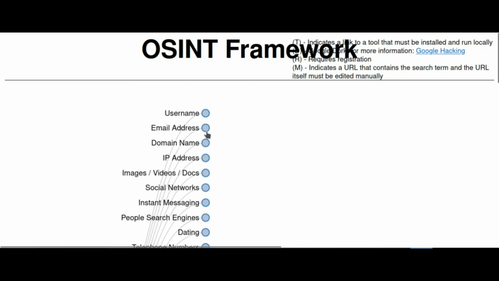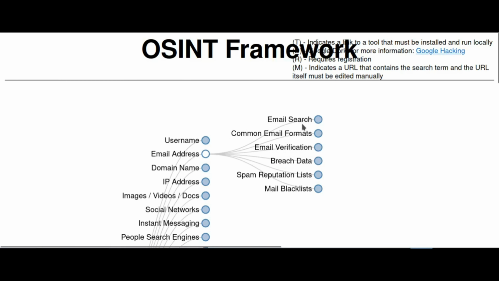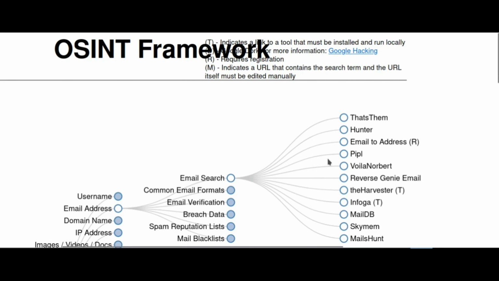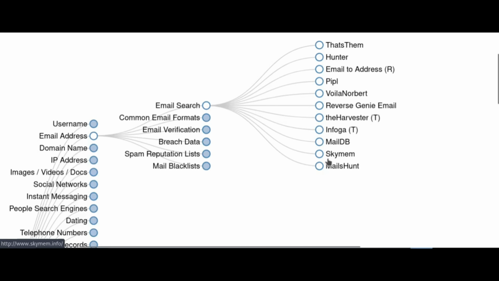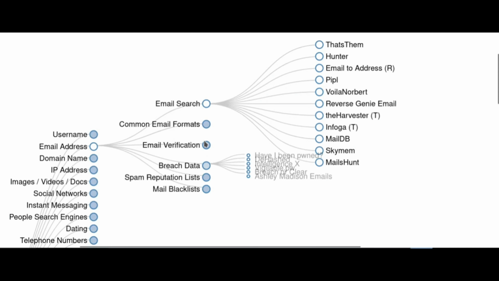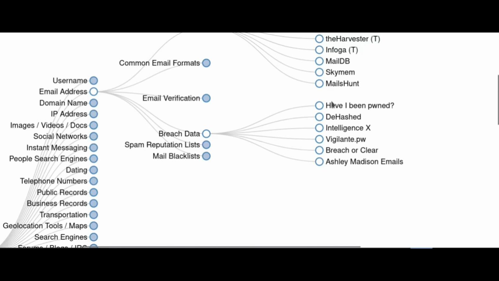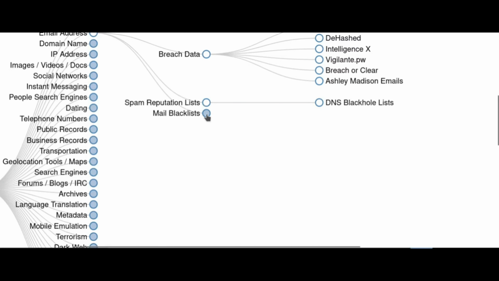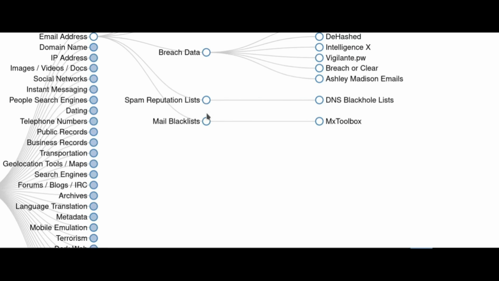The website is divided into different sections such as email addresses, social media, domain names, search engines, public records, documentation, and even phone numbers. Within each section, there are links to specific tools or resources that can be used to gather information. The OSINT Framework website is easy to use.